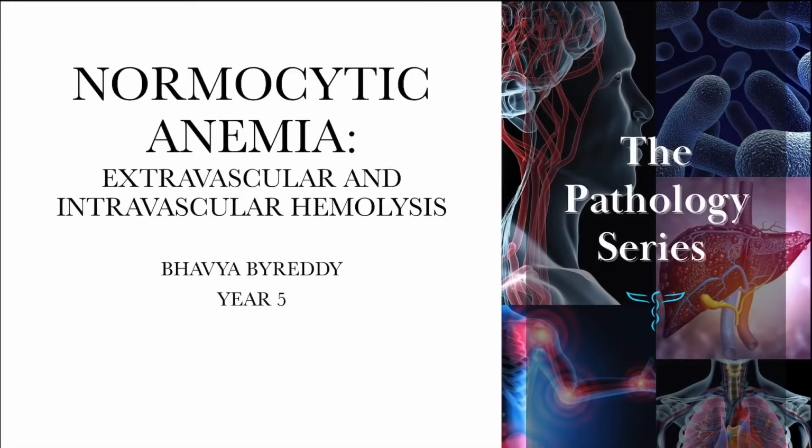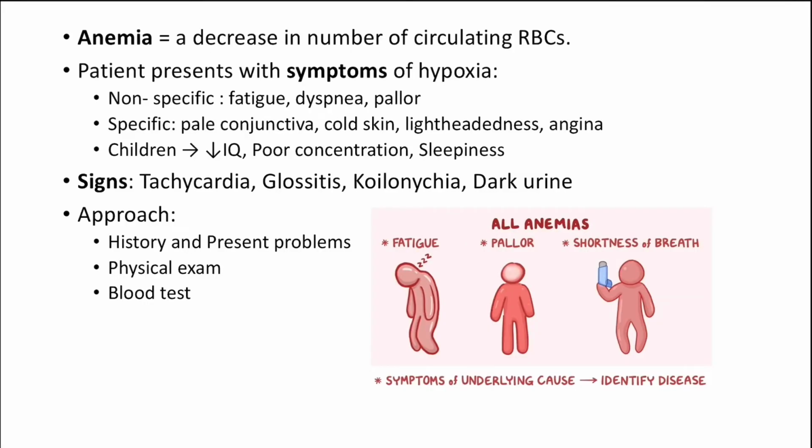Hey guys, so this is the next installment of the pathology series, and we're going to be talking about normocytic anemia of the extravascular and intravascular kind. So, as we know, anemia is just a decrease in the number of circulating red blood cells. Red blood cells have a compound called hemoglobin, which binds to oxygen. It carries the oxygen from the lungs to the tissues, and it is the primary mode of transport for oxygen.